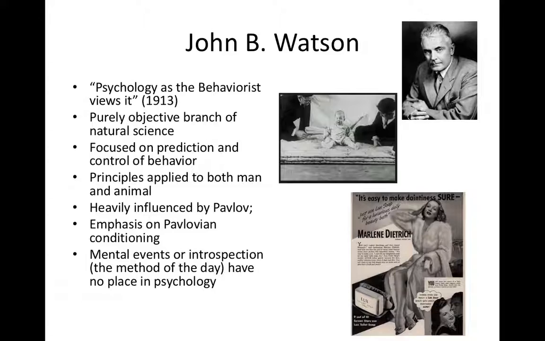So John Watson writes a really important piece in 1913 called Psychology as the Behaviorist Views It. And in that, he claims that psychology needs to be a purely objective branch of natural science. He focuses on prediction and control of behavior, and he applies these principles to both man and animal behavior, that is, non-human animal behavior.